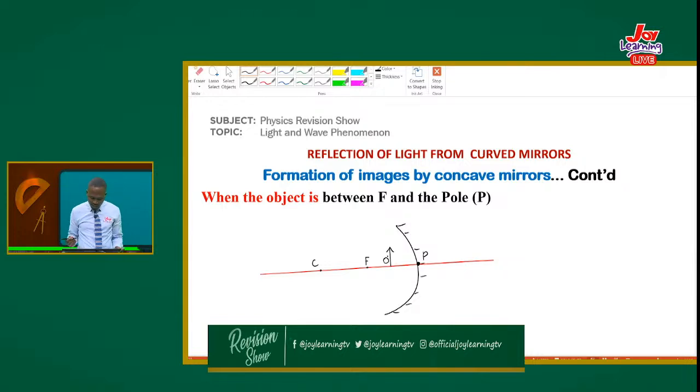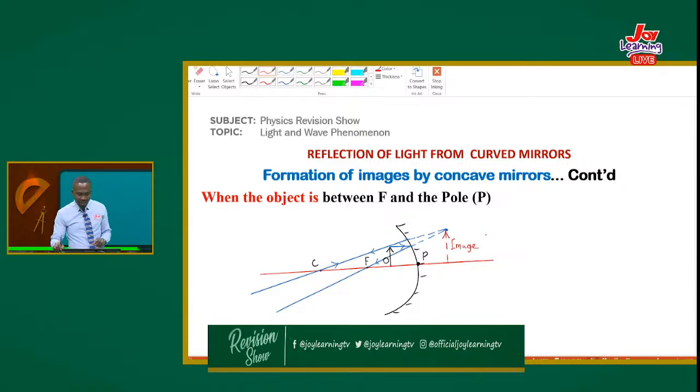So if I have a light ray from the object that is parallel to the principal axis, it says it should pass through F. So we reflect and it goes through F. But if it is going through C, like this, then it reflects through the same path. But look at it. If I continue with the ray like this, they meet here. So my image will be formed here. So this is our image.